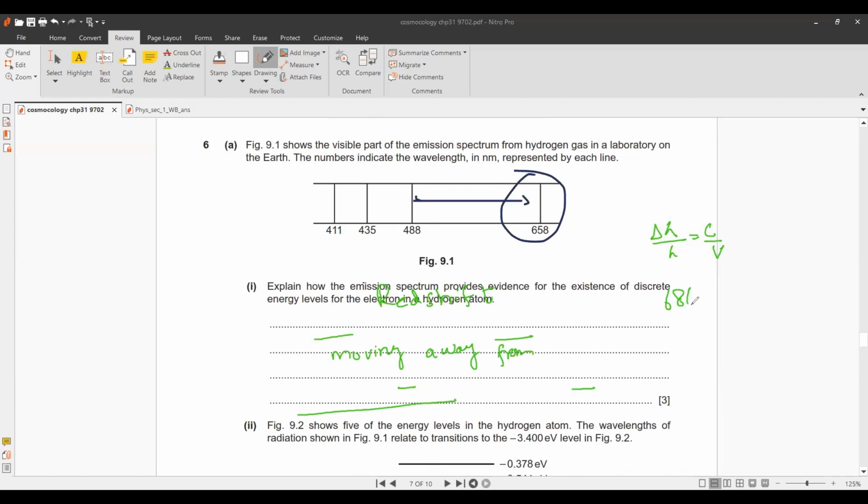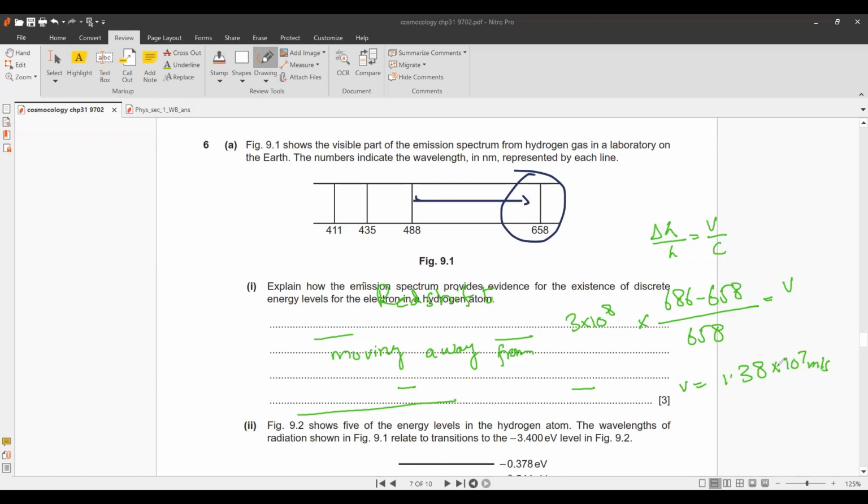So 686 minus 658 over 658 equals to... sorry, V over C. I accidentally wrote C over V. V, and I'll just multiply it here. 3 into 10 raised to power 8. What was the answer? 1.3 times 10 power 7.